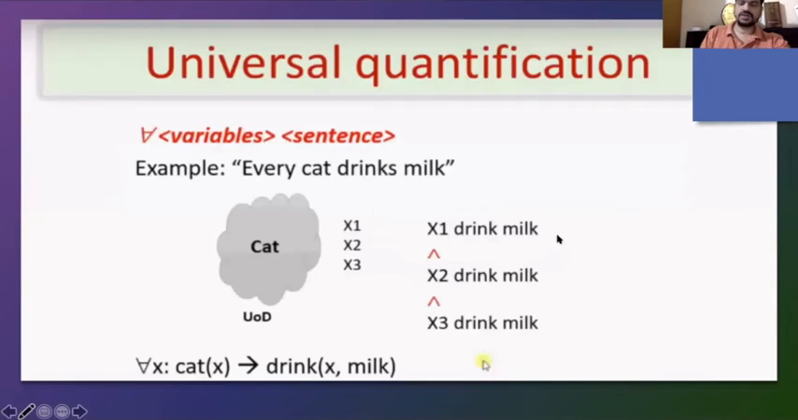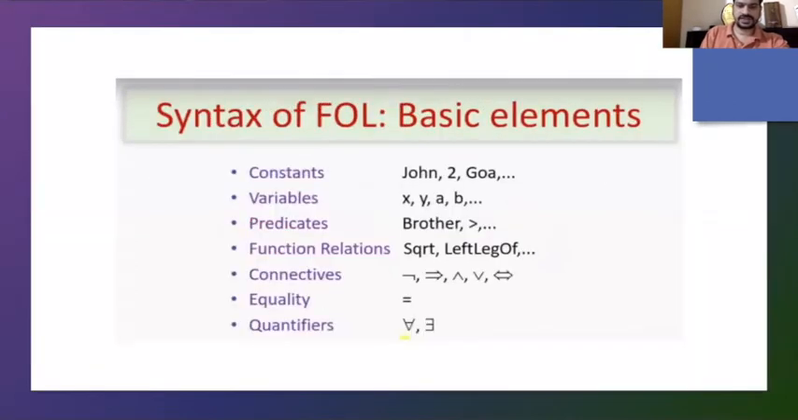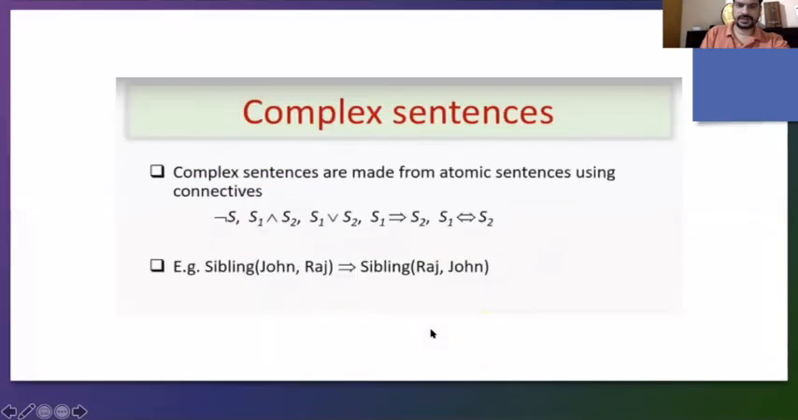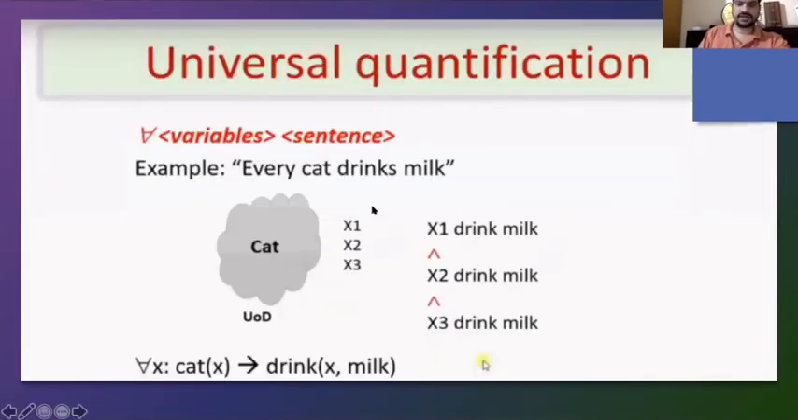Okay, let's go to the quantifier. Quantifier means what I have just told you about. This is called a quantifier. We have two types of quantifier here. One is called the universal quantifier. The universal quantifier could be represented as this symbol. This symbol is for the universal quantifier. We write the universal quantifier, then variables and sentences. In that way, we can write any sentences. So for example, every cat drinks milk.